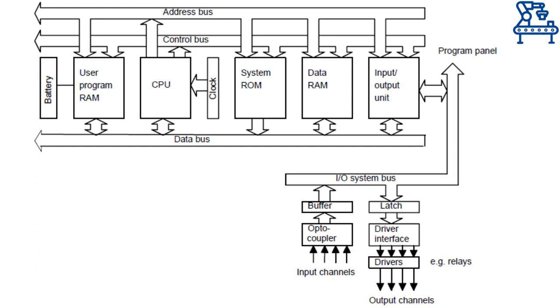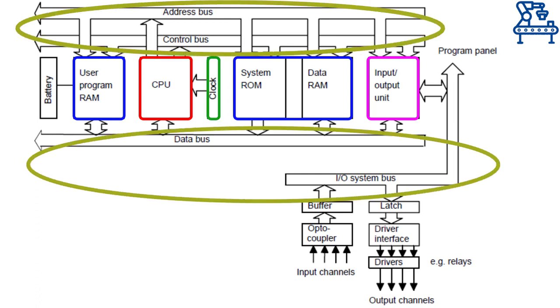The overall structure of a processor is shown in this figure. It shows the connections of the CPU with other components like the memory, both RAM and ROM, the input-output interfaces, and the clock through appropriate buses. Look at how dedicated buses are used for different kinds of signals.